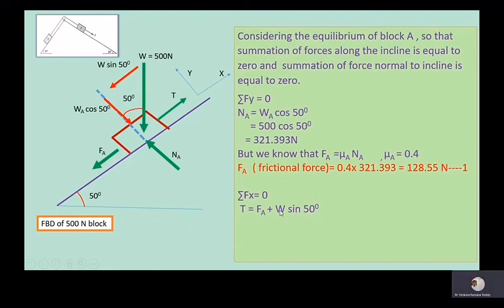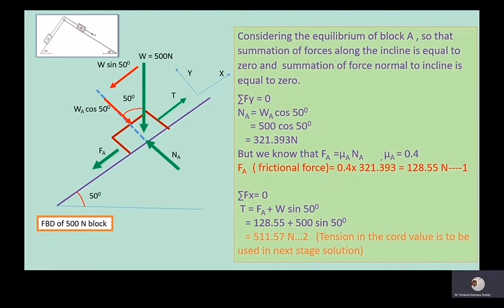Substitute FA value as well as W value. FA value is 128.55 newtons and W value is 500 newtons. Then T value we found as 511.57 newtons. This particular tension in the cord value is to be used in the next stage solution.